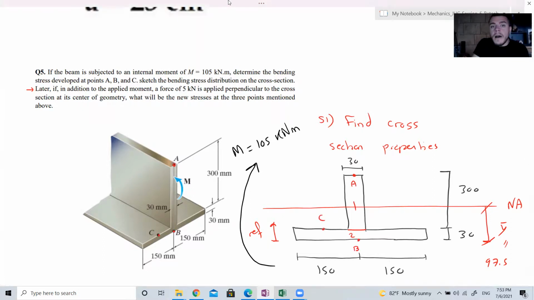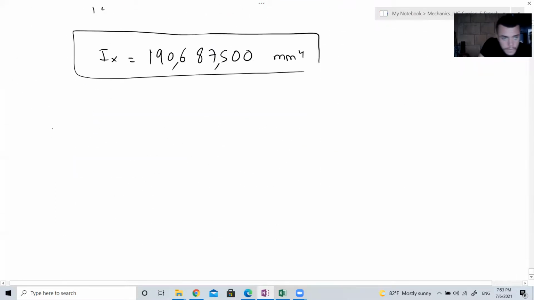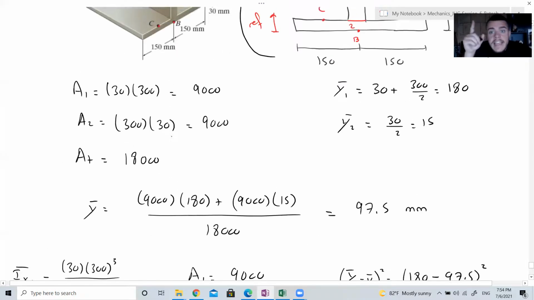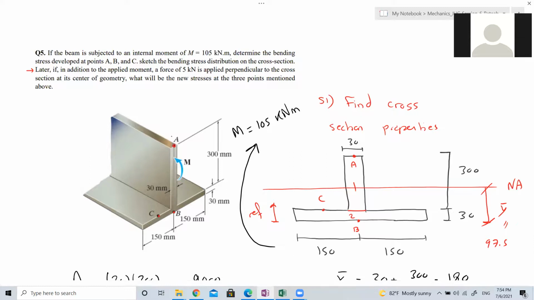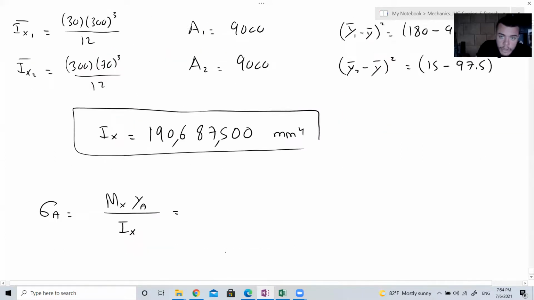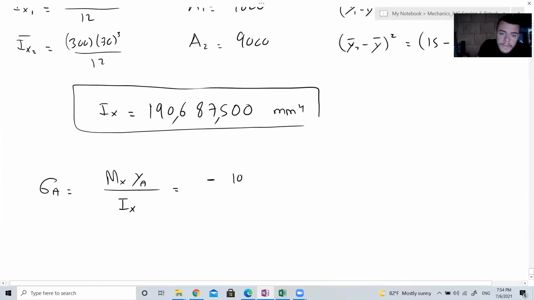What is the sigma at A? It's Mx YA over Ix. Is A in tension or in compression? Compression. Wait a minute, compression. No, tension. Here everything is compression, here everything is tension. So minus the moment, which is 105, but you need to convert it to newton millimeter, so times 10 to the power 6.